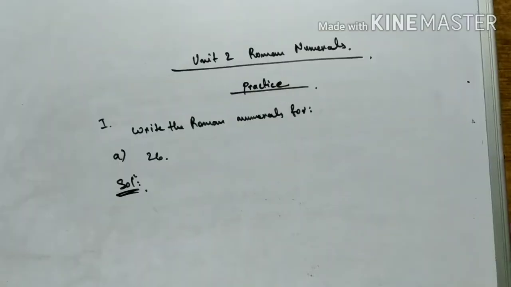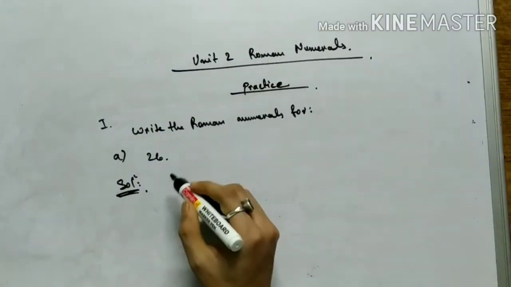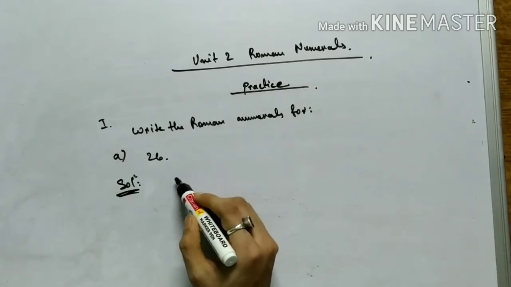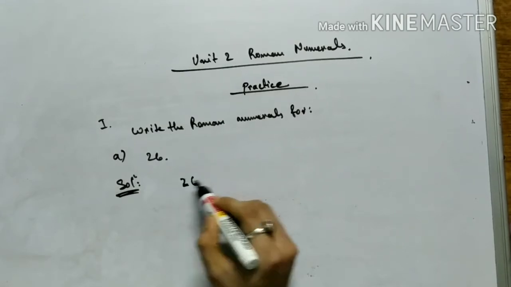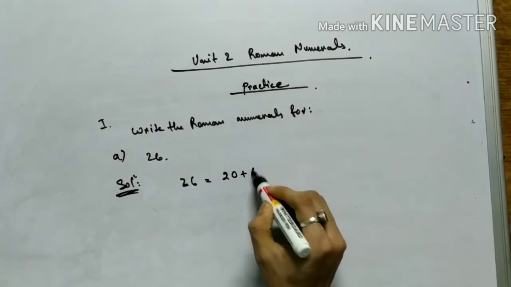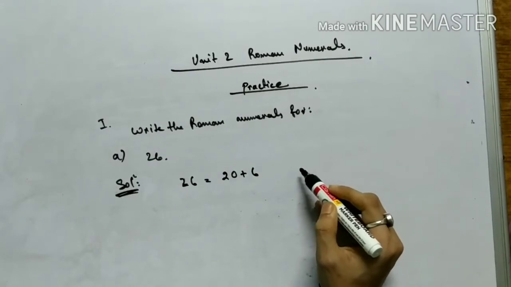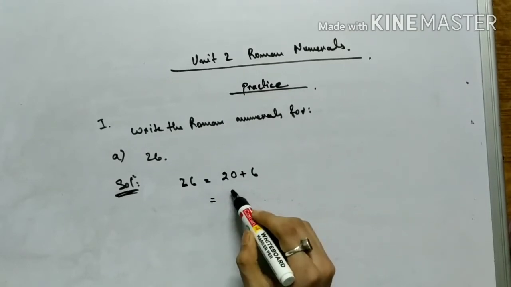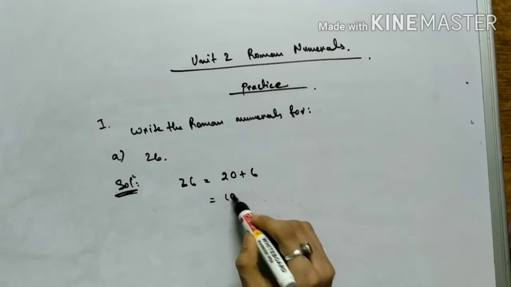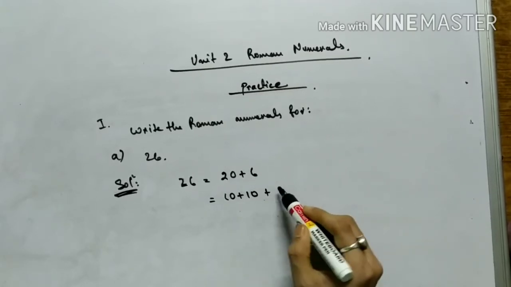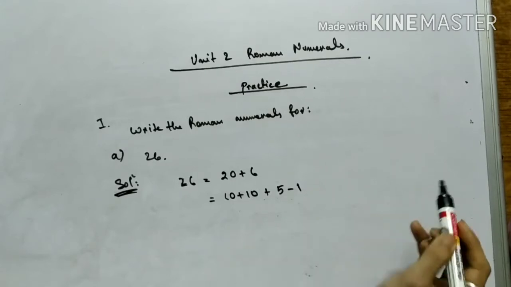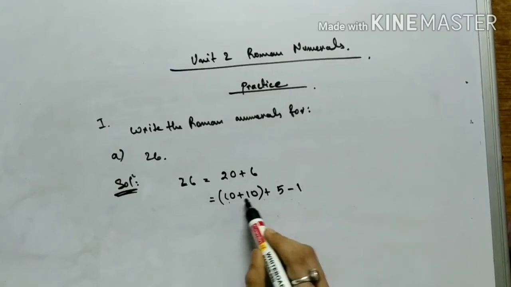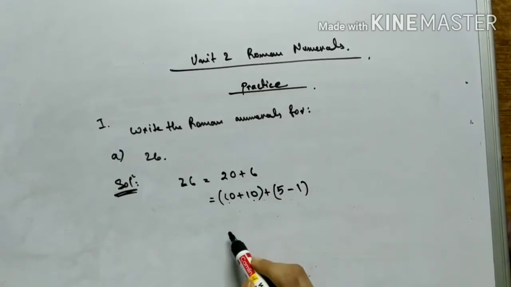Now let us see what I will do. This is 26. I can write it as 20 plus 6. Again, 20 I can write as 10 plus 10, and 6 I can write as 5 minus 1. So, 10 plus 10 is 20, and 5 minus 1 is 6.